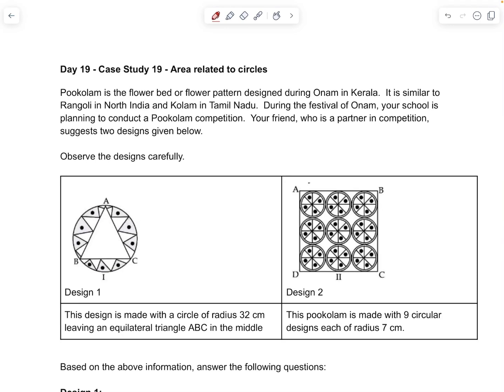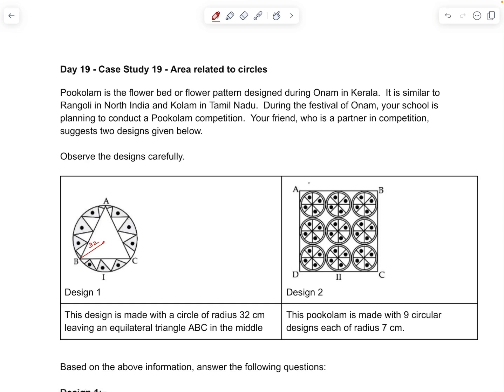Observe the designs carefully. The first design is a circle, and inside the circle, there is an equilateral triangle ABC. The vertices ABC lie on the circumference of the circle. The radius of the circle is 32 centimeter. The second design is a square. Inside the square, there are 9 congruent circles. Each circle is of radius 7 centimeter.